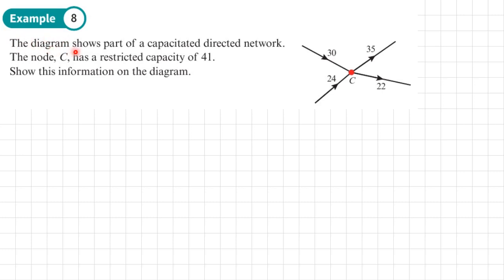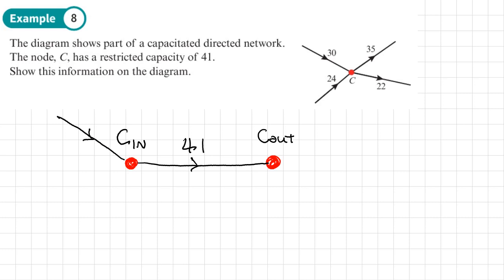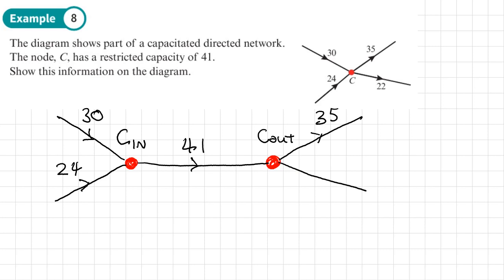Example 8. The diagram shows part of a capacitated directed network. Node C has a restricted capacity of 41. Show this information on the diagram. So what I need to do is split C into C in and C out. Along that arc, I'm going to put this restriction, which is 41, and then complete the rest of the diagram. So I have 30 here, 24 here, and coming out 35 and 22.